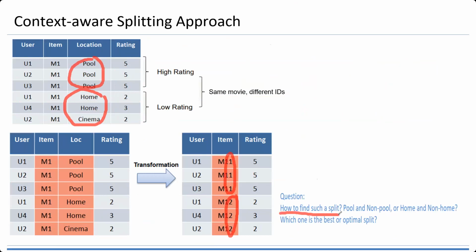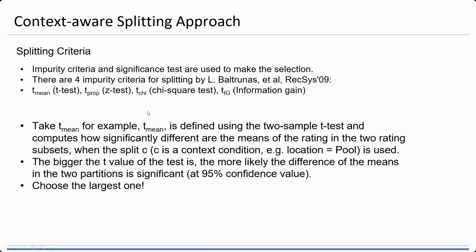So how to find this split? Because you can also have full or non-full. You can also have home, non-home. Now, which one is the best and optimal split? In the splitting criteria, there are some kinds of tests. So they have the impurity criteria and significant tests.